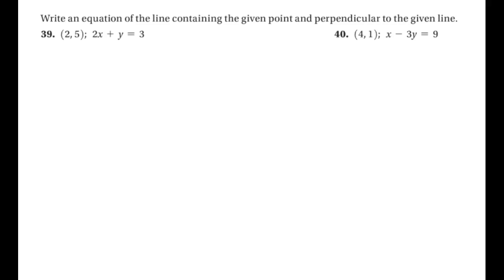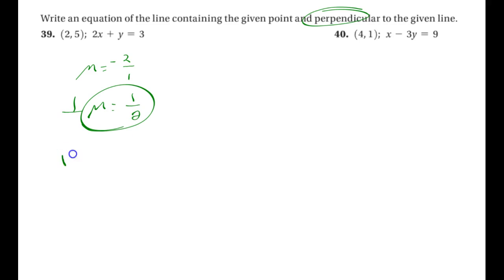Similar process for perpendicular. Just remember, you have to find slope first of all, negative a over the b, and then determine the perpendicular slope, which is the opposite of negative, positive, and the reciprocal. So this time I'm going to be using the 1/2 for the slope instead of the negative 2. And then I'm going to plug in the x and the y.